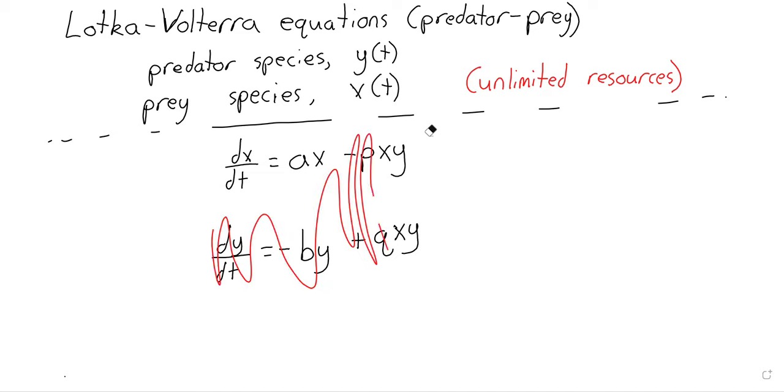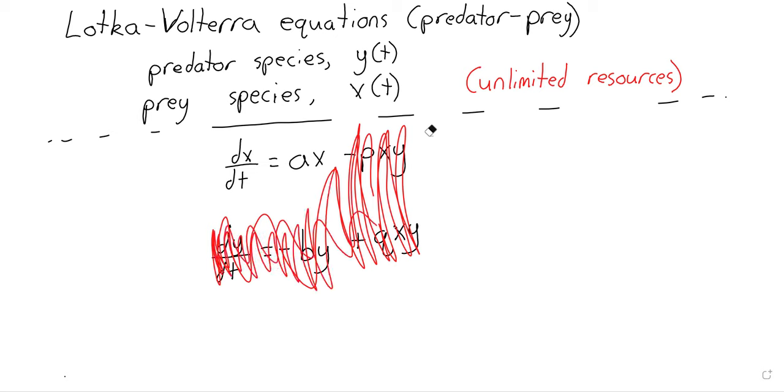So again, just looking at the part of this system that I didn't scribble out, this dx/dt equals ax is telling us what would happen if we didn't have any interaction between the predator and the prey species. And what's happening is that because the prey species is assumed to have unlimited resources, it would grow exponentially.